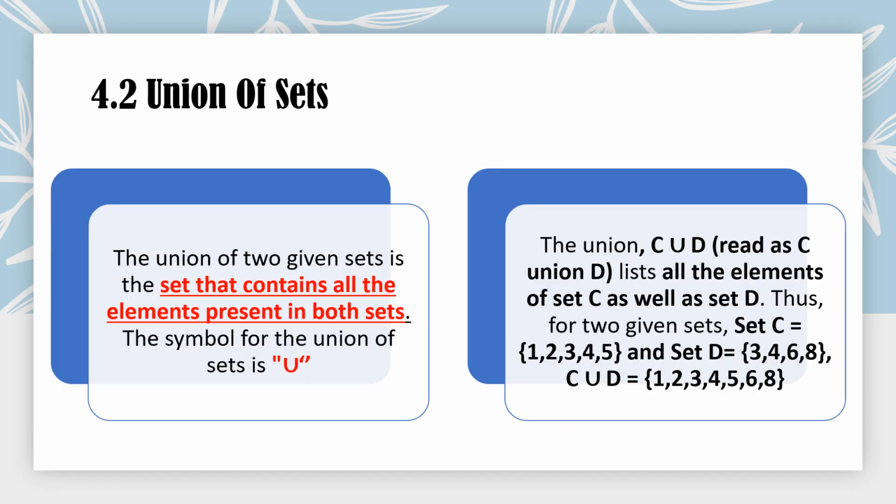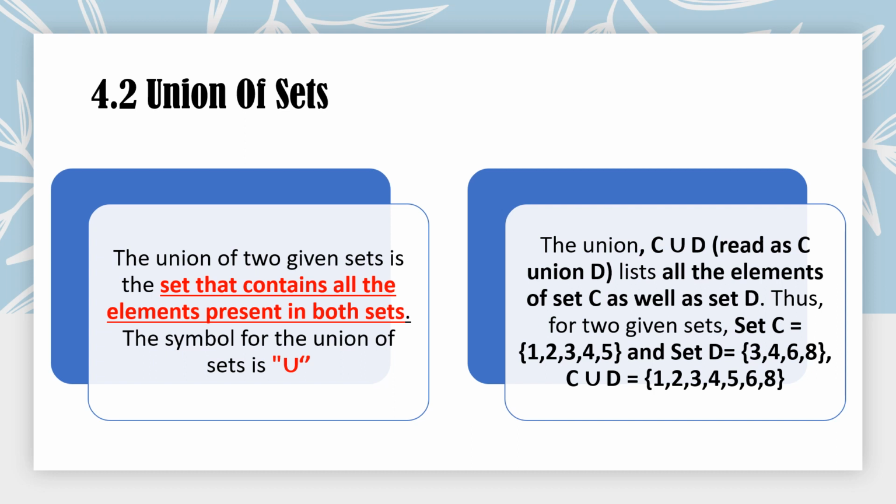Now we'll go through the next subtopic, which is union of sets. Union of sets is the set that contains all the elements present in both sets. The symbol of union of sets is a U, the opposite of intersection of sets. It's easy to remember if you think of union, U, right? So union is everything. C union D would list all the elements of set C as well as set D.